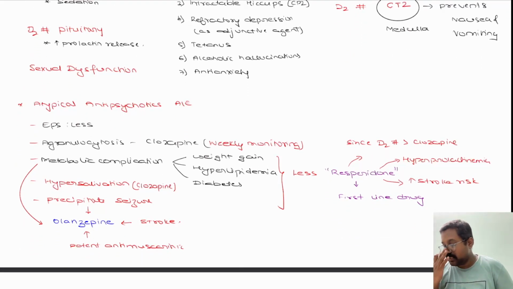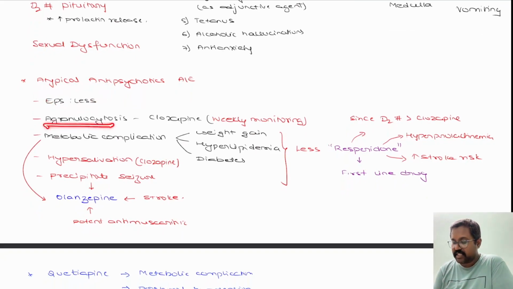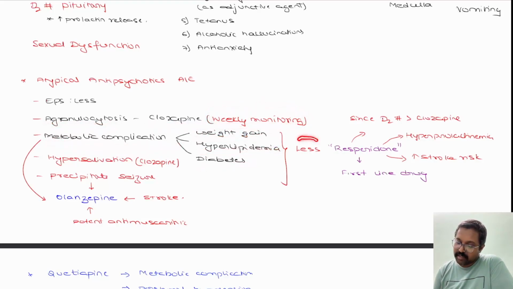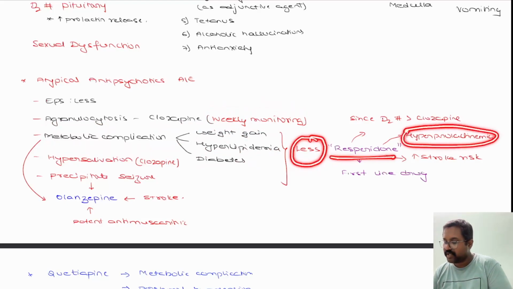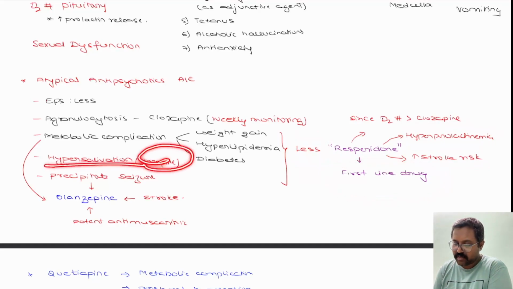Whereas with the atypical antipsychotics, EPS will be less, but they are more prone to agranulocytosis, especially clozapine. So weekly monitoring should be done. Metabolic complications are more with clozapine, so it can cause weight gain, hyperlipidemia and diabetes. But metabolic complications are less with risperidone. Risperidone has an important side effect, hyperprolactinemia, because of high D2 blocking action. It also increases the risk of stroke, and it is the first line drug now. Apart from hypersalivation seen with clozapine, it can decrease the seizure threshold and precipitate seizures.